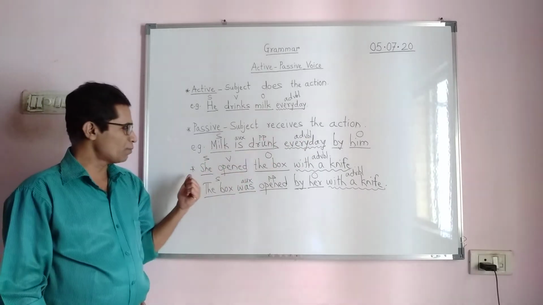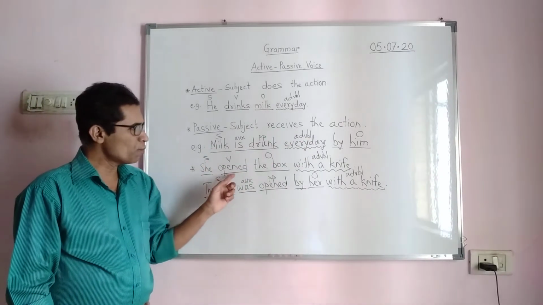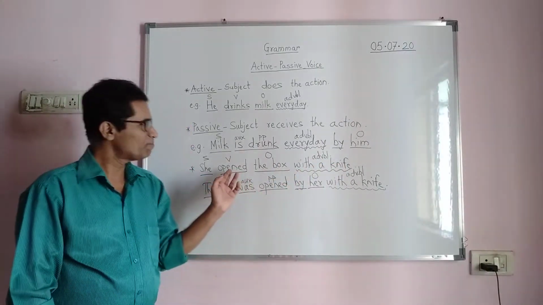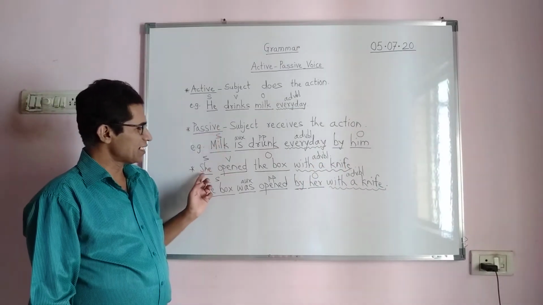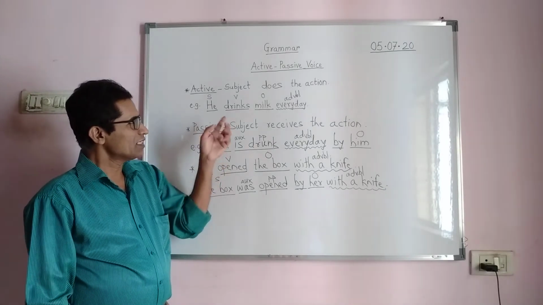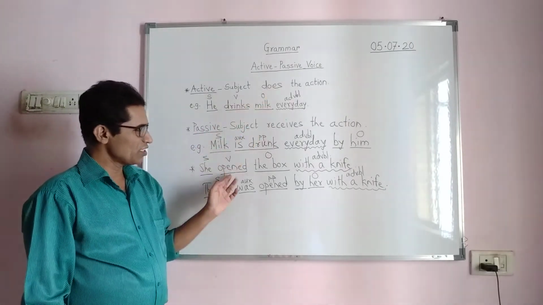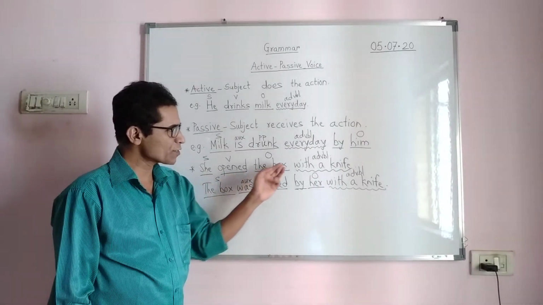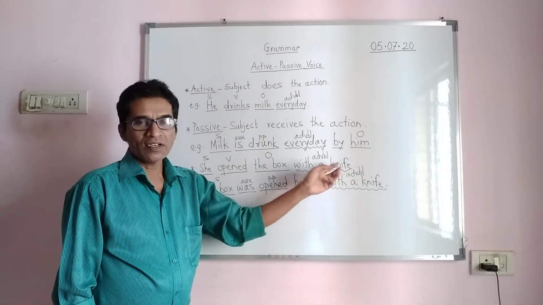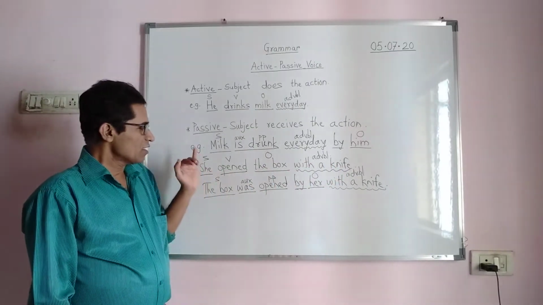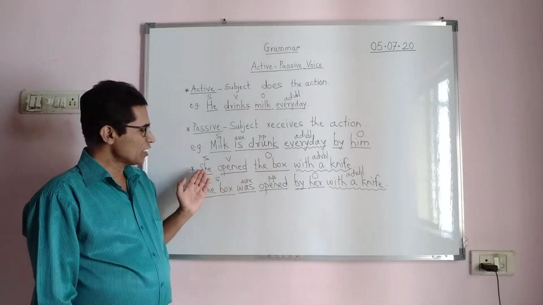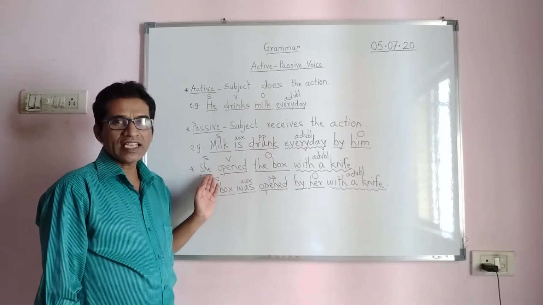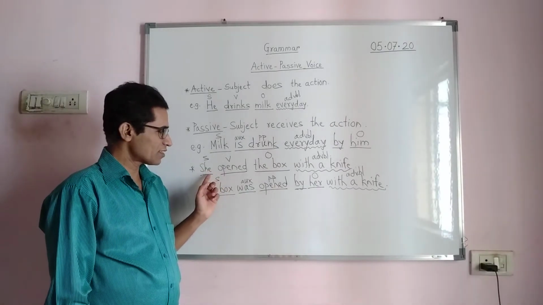Let's take one more example here. She opened the box with a knife. Again you can see the subject is she, and the subject does the action here, the action of opening. She opened the box with a knife. So you can see that the subject is doing the action in this. That is why this is an active voice sentence.